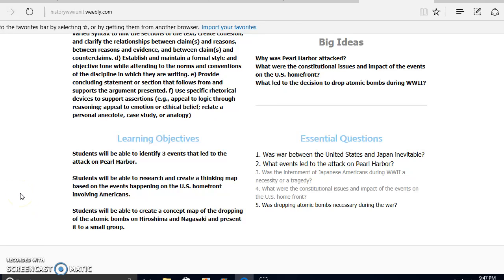The learning objectives for this unit plan are as follows. Students will be able to identify 3 events that led to the attack on Pearl Harbor. Second, students will be able to research and create a thinking map based on the events happening on the U.S. home front involving Americans. And last, students will be able to create a concept map of the dropping of the atomic bombs on Hiroshima and Nagasaki and present it to a small group.